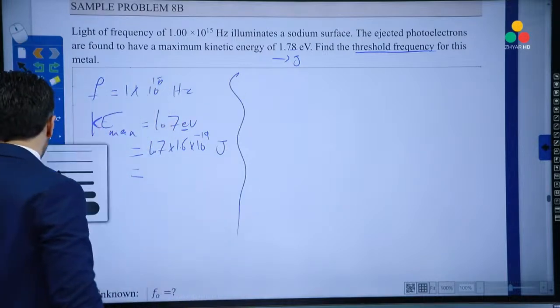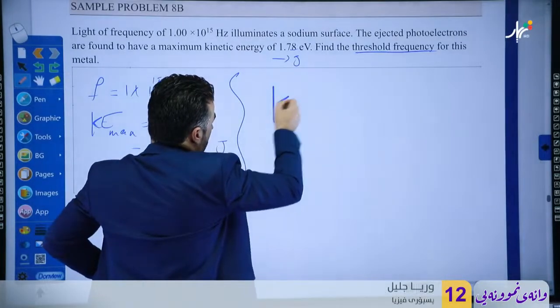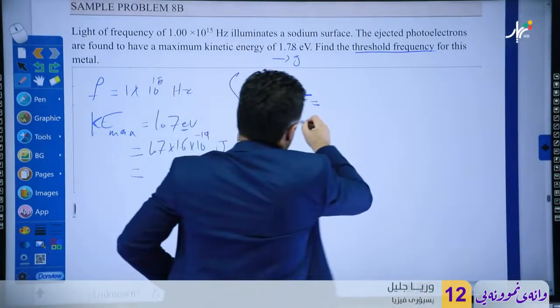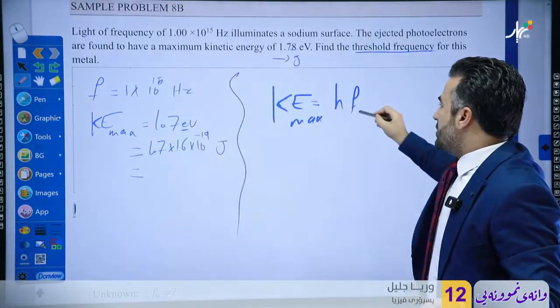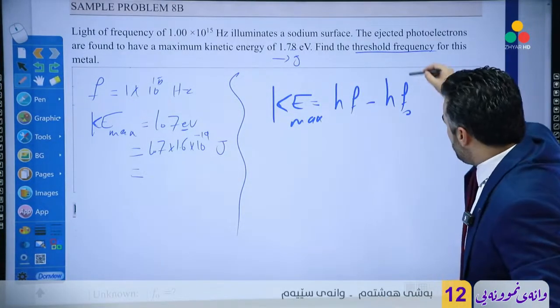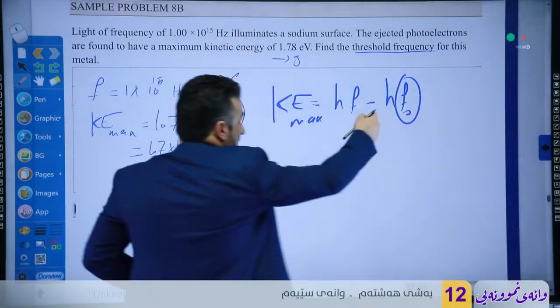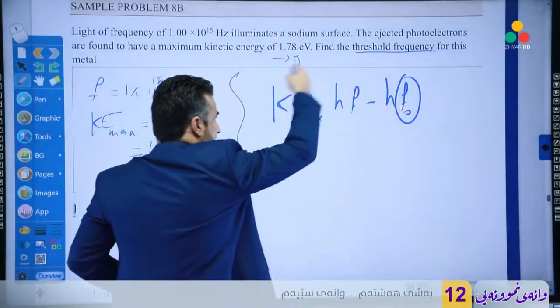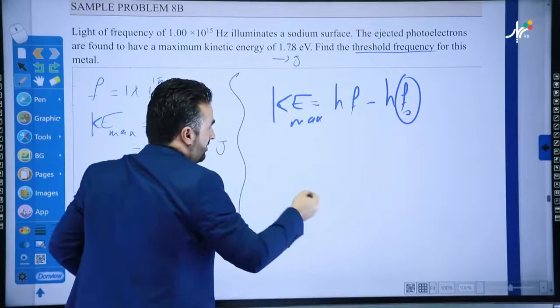All right, let's use a thicker line here. Now we do know that maximum kinetic energy is equal to the energy, HF, minus HF naught. That is the threshold frequency. We want this threshold frequency, correct? Remember, this is negative, so we take it to the other side and it becomes positive, and this positive one, taken to the other side, becomes negative.